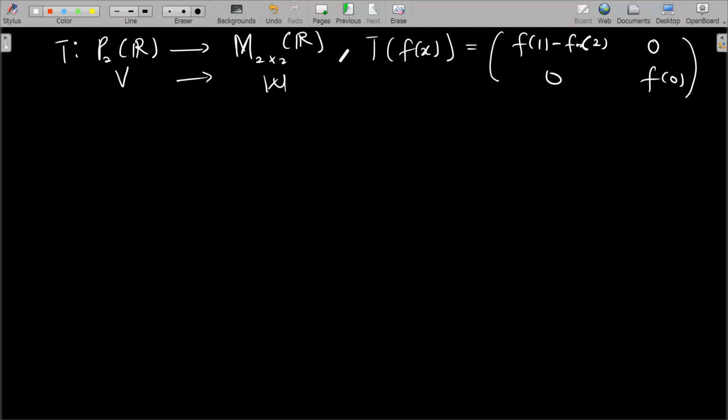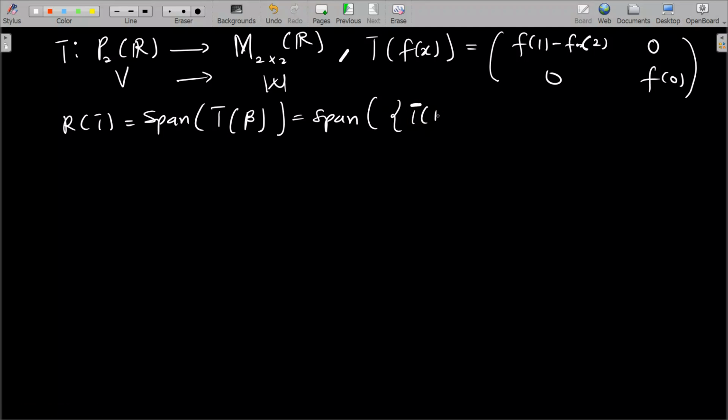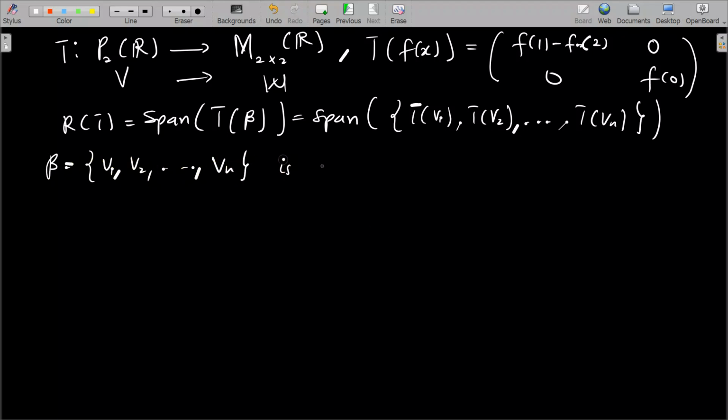If you remember, in our previous lesson, we said that the range of T is equal to the span of T of beta, which is the span of T of V1, T of V2, all the way to T of Vn, where beta equals V1, V2, up to Vn is a basis for V. Let me be specific for P2 of R. So beta is a basis for V, and here V is the polynomials of degree 2.